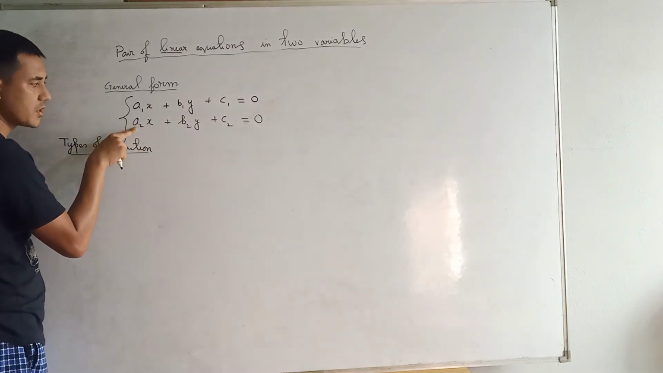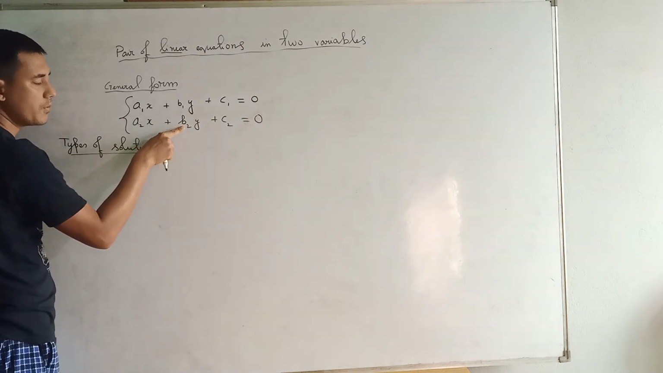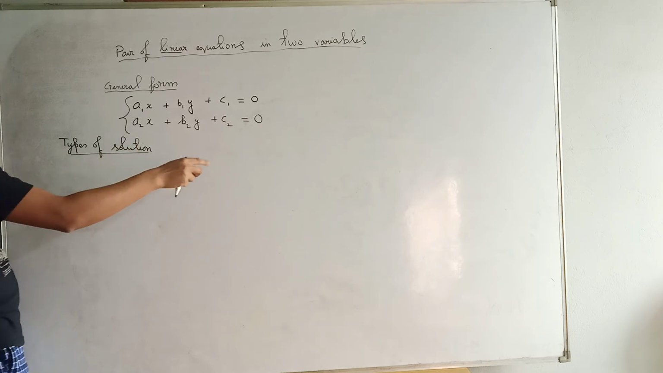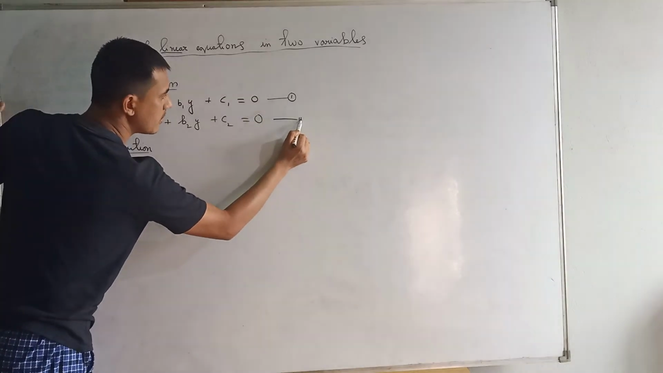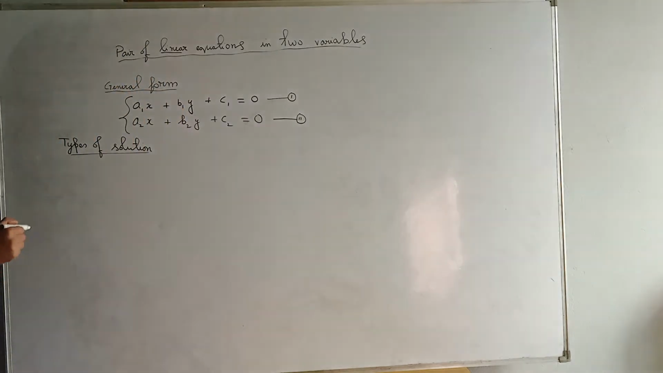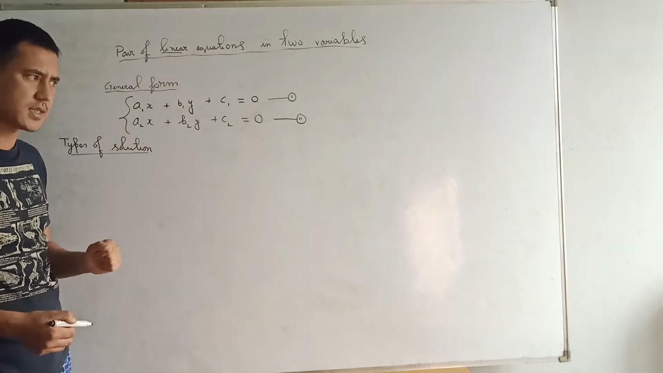This is the coefficient of x in the second equation. B2 is the coefficient of y in the second equation, and C2 is the constant term in the second equation, right? So these are equation 1 and 2. Now, in order to determine the type of solution, what type of solution can your given equations have?